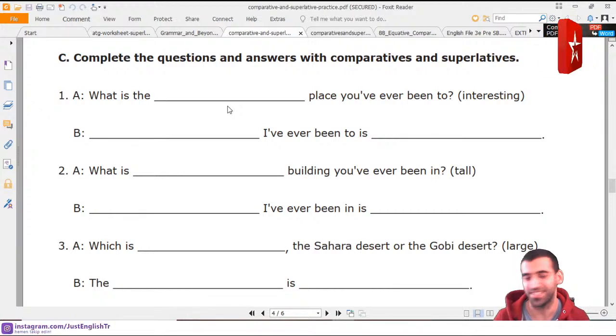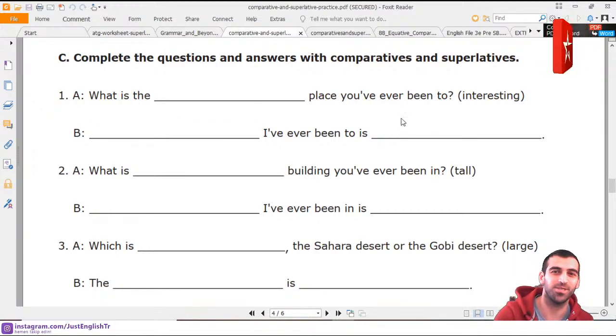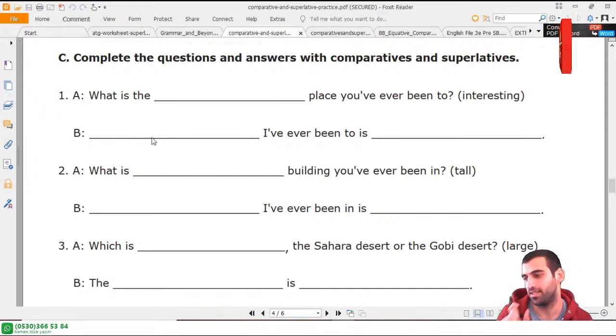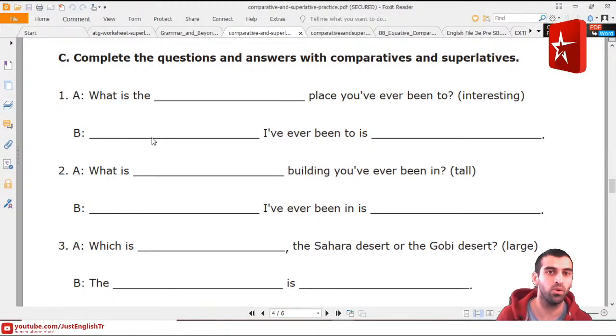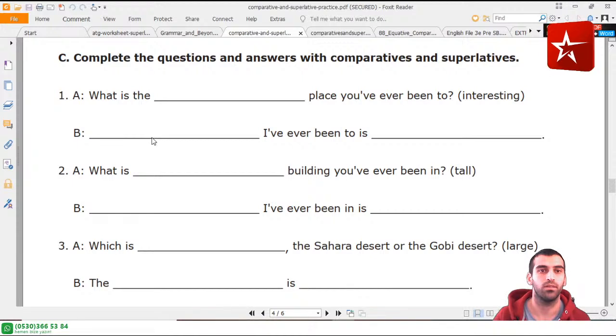Then Dilara asked me a question: What is the most interesting place you have ever been to? And you should mention the name of the place. For example, Muğla is the most interesting place, or: the most interesting place I've ever been to is Muğla. Like, we can write this answer to the question.